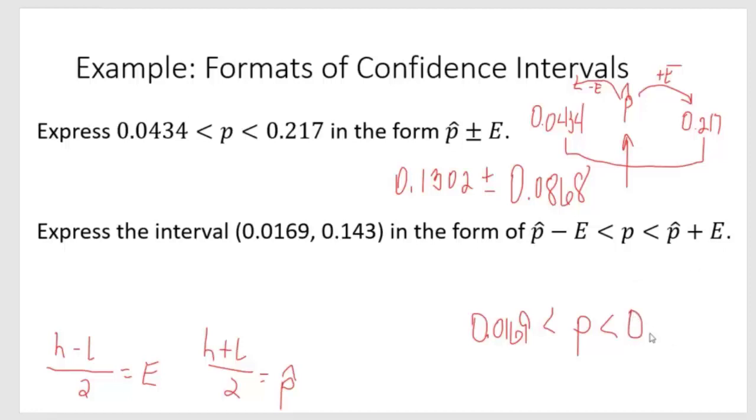And then this. Now my P is in between those two values. Now if I do need to identify my specific P hat and error E, again, I'm going to go back down here and do this.